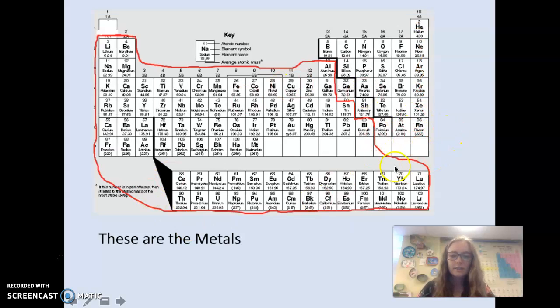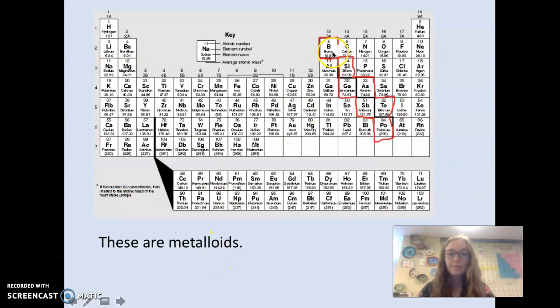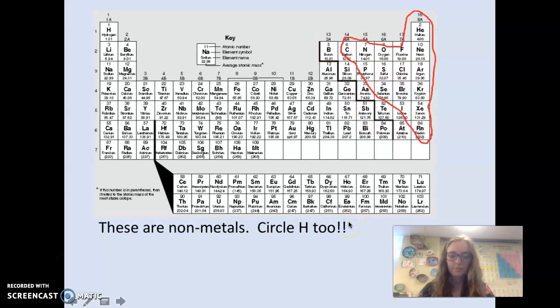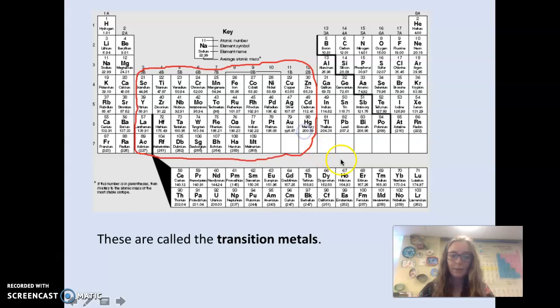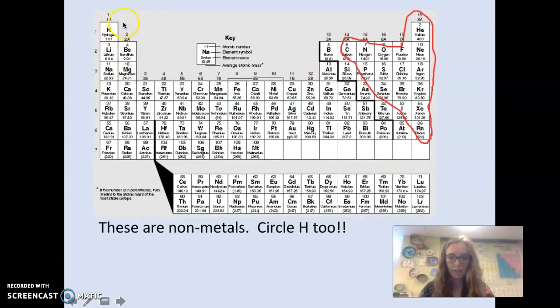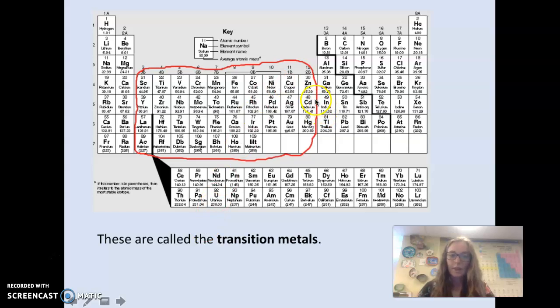Then all of these here, including this little staircase, are the metals. So pause your video, make sure that you see all of those metals included. And then we have the metalloids, and it makes sense that they're close to the metals because they have some of the characteristics of metals. And next we have the nonmetals, and we also need to circle hydrogen. So we have all of these nonmetals on the other side of the metalloids plus hydrogen. More specifically, these are called the transition metals, and we will talk about this more later this year.